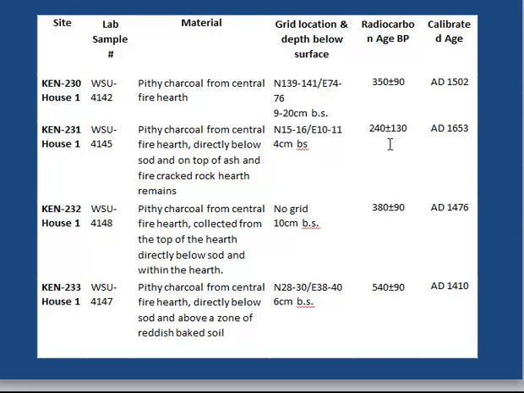And this one was 240 plus or minus 130, 380 plus or minus 90, 540 plus or minus 90, all from pithy charcoal from the houses. We then have to calibrate those ages if we want a date in terms of AD or BC. So let's talk about calibration.